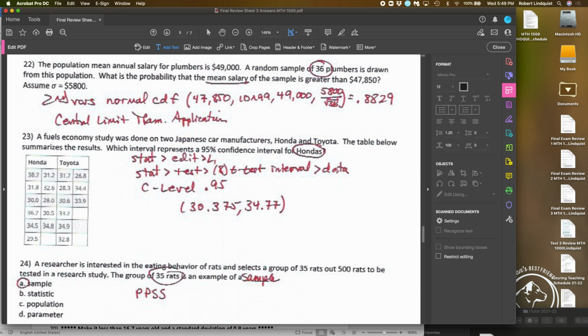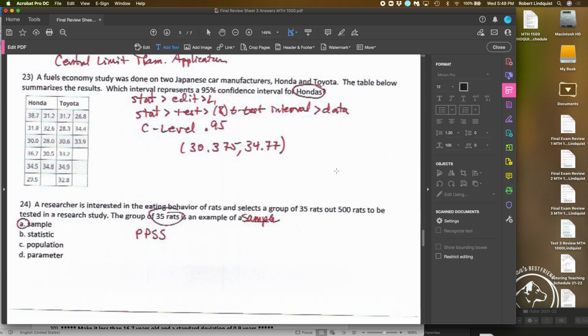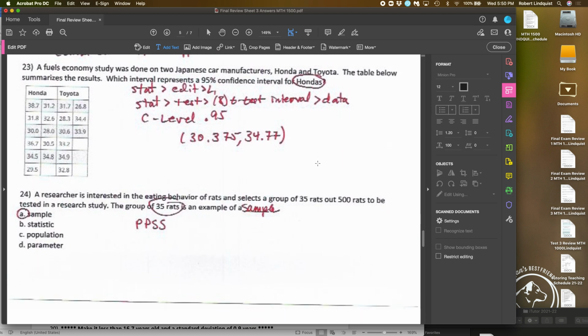Okay. Number 23 talks about a fuel economy study that was done on two Japanese car manufacturers, Honda and Toyota. Both make excellent cars, I might add. The table below summarizes the results. Which interval represents a 95% confidence interval?